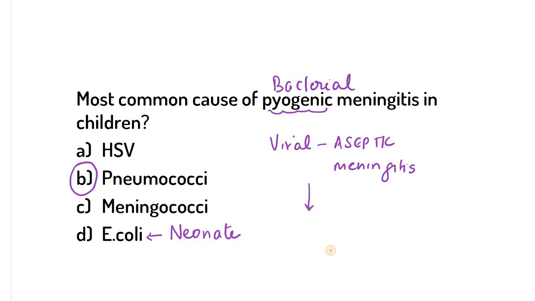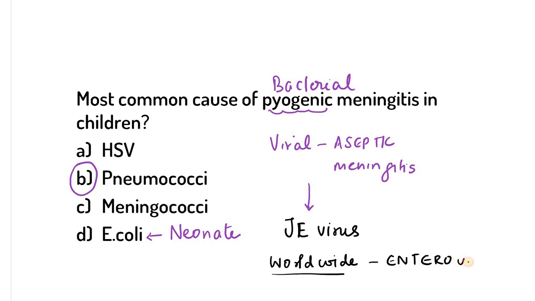Now in India, what is the most common virus causing meningitis? It has been recently updated, please make a note of it. It is JE virus, the Japanese encephalitis virus. Whereas when you look at the worldwide scenario, the most common cause of virus associated meningitis is enterovirus.